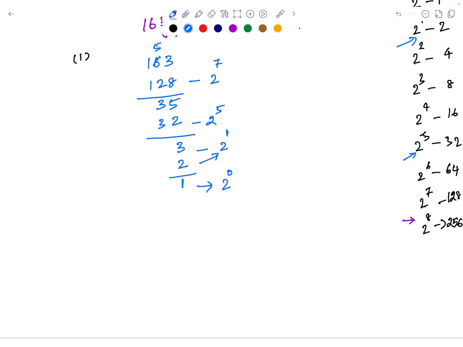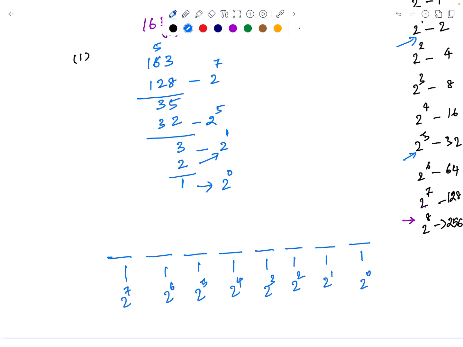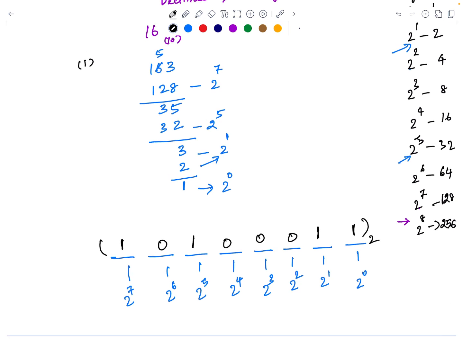So let's draw this and place these values. This is an 8-bit system. It starts from 2 power 0, 2 power 1, 2 power 2, 2 power 3, 2 power 4, 2 power 5, 2 power 6, and then 2 power 7. I have the 2 power 0 bit here, there is no 2 power 6, but there is a 2 power 5. And then there is no 2 power 4, no 2 power 3, no 2 power 2, but there is a 2 power 1, and then a 2 power 0. So this is the binary conversion of 163. This is one way to do that.